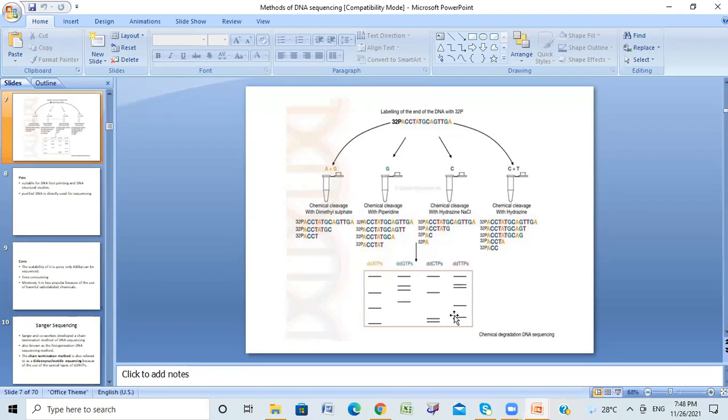Understood or not? Yes, Miss. Are all the members understood? Yes, ma'am. Okay, so this is how you read it.